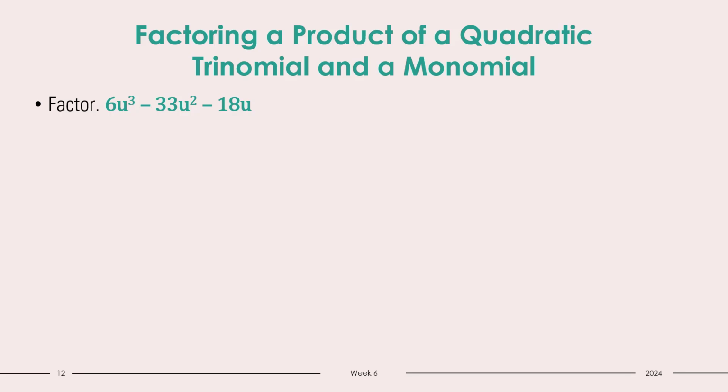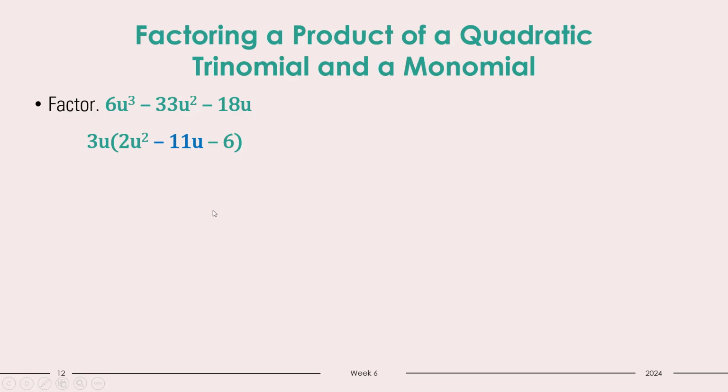Okay, so just a couple of other things as far as factoring. First of all, again, first step is always factor out the greatest common factor. It's going to make your life easier if you do that. And so when I look at these three terms, I notice that I do have a common factor. I believe I can factor out 3u for each one. So we factor out 3u. 3u times 2u squared gives me 6u cubed. 3u times negative 11u gives me negative 33u squared. 3u times negative 6 is negative 18u.